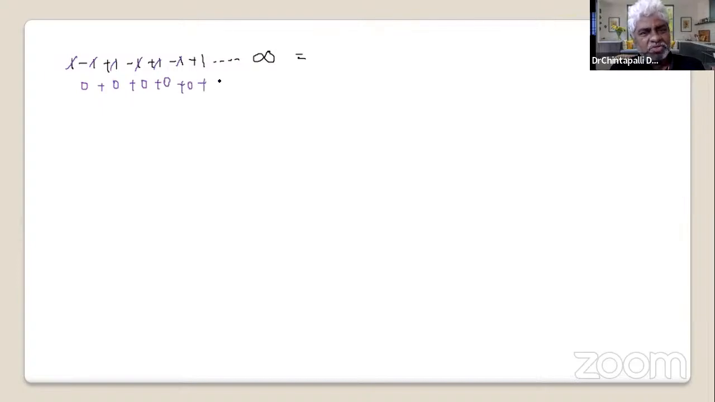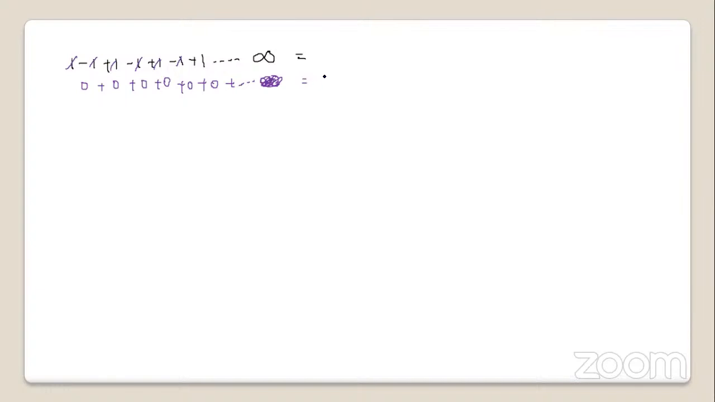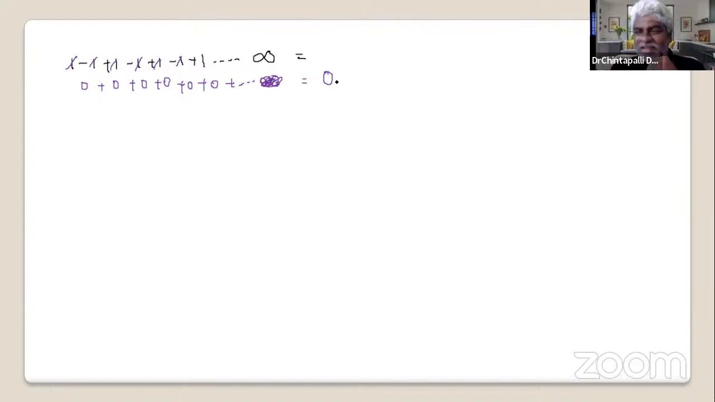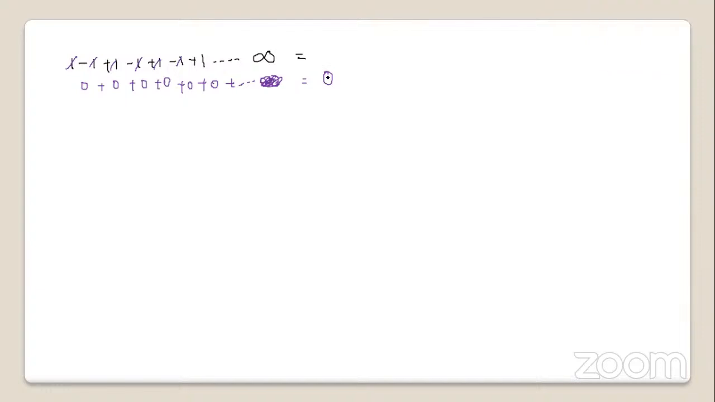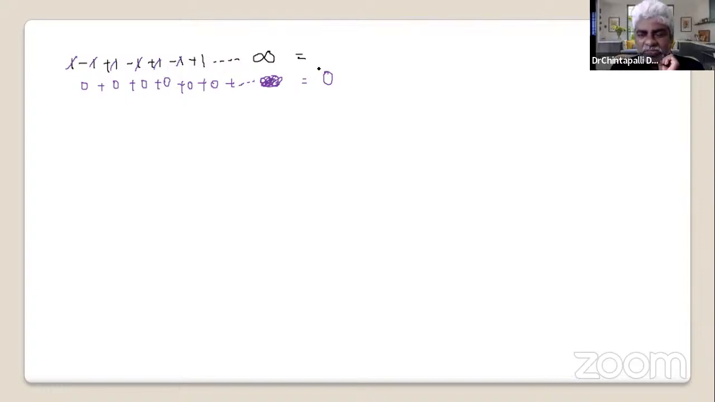So 0 plus 0 plus 0. How many zeros? Infinity zeros. 0 plus 0 plus 0 plus 0, and so on. What is its value? 0 only. There is no doubt in saying that, but there is a controversy. In childhood, Srinivasa Ramanujan questioned this and found this controversial concept. Yes, it is 0, right?